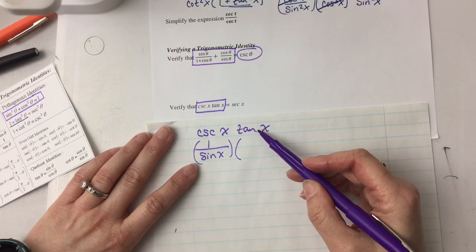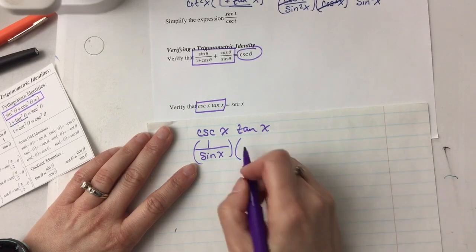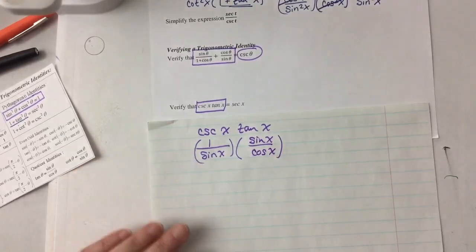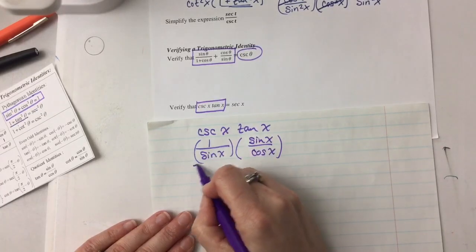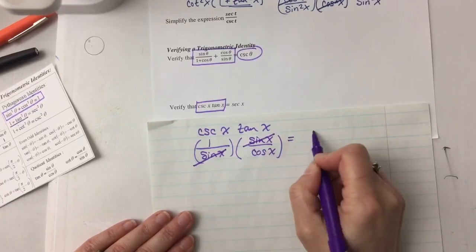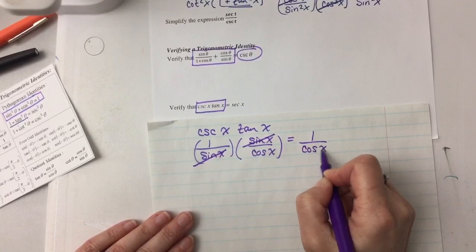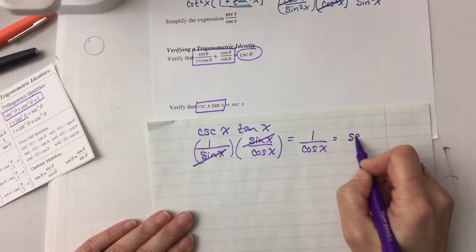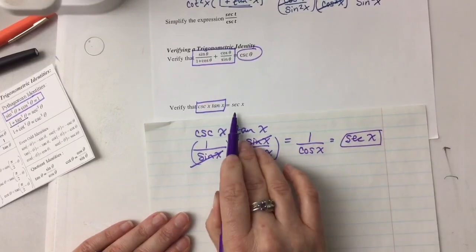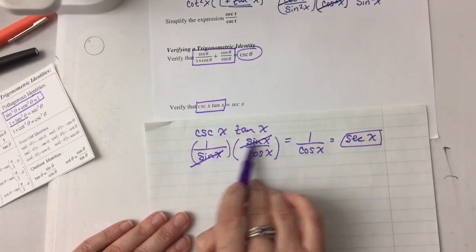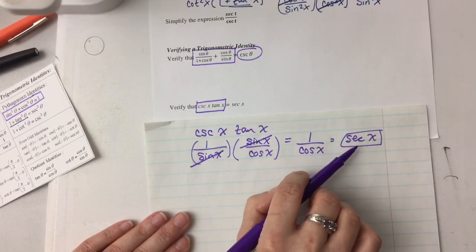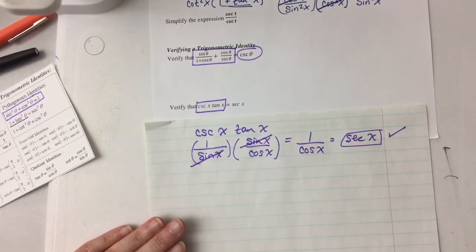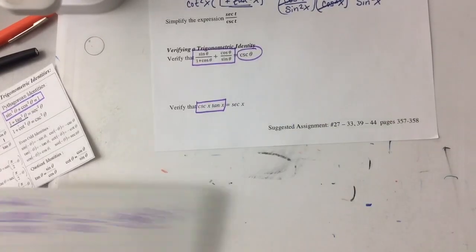So if I look at the quotient identities from your notes, tangent is the sine of x over the cosine of x. Now that actually got me somewhere because I can cross cancel the sines. What I have remaining is 1 over the cosine. Reciprocal identity, 1 over the cosine is the secant of x. Look how quick that one went. We had to work with this side using identities until all we had left was a secant of x. We have that. We verified it. We're good to go.